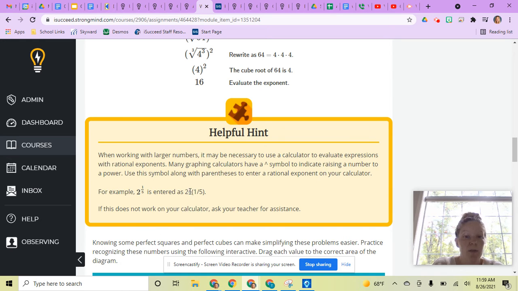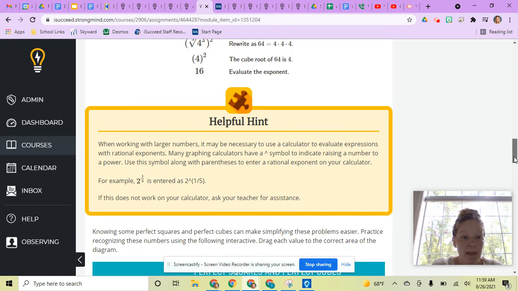So this would be like 2 to the 1/5 power. You may also have to use parentheses when you're doing a fractional exponent, because if you don't, it might think you're doing 2 to the first power and then divided by 5. So be really careful when you are plugging numbers into your calculator. And if you need help figuring out how to do that, let me know.